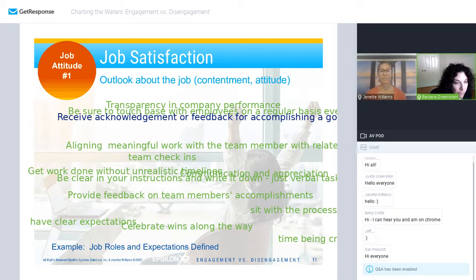Transparency and company performance. Excellent. Be sure to touch base with employees on a regular basis, there's that feedback again, aligning meaningful work with related goals, and continually looking at the goals of the organization so that people know how what they're doing ties into what the organization is doing. The interesting thing is when you start looking at the 5 constructs, we start to see a lot of interrelationship between them. Sometimes you might say, well, there's redundancy.